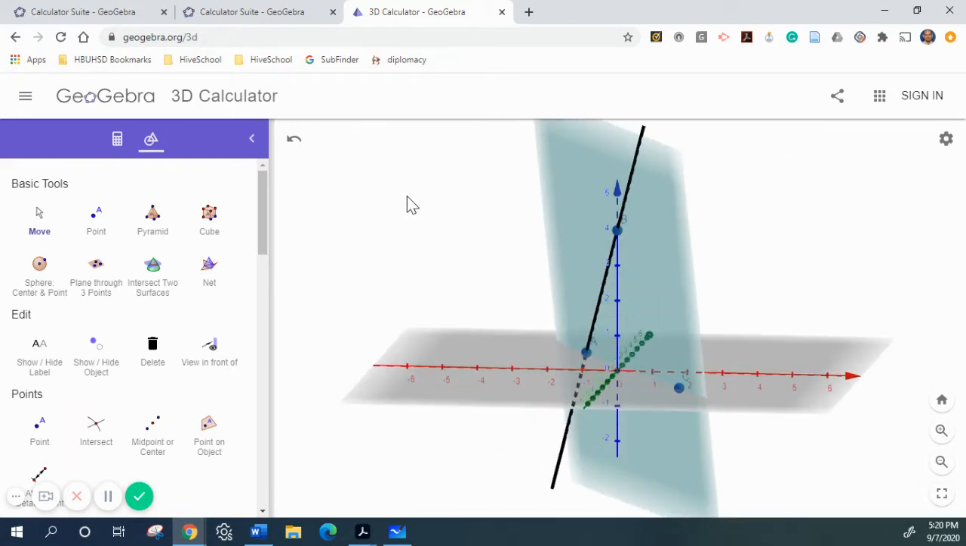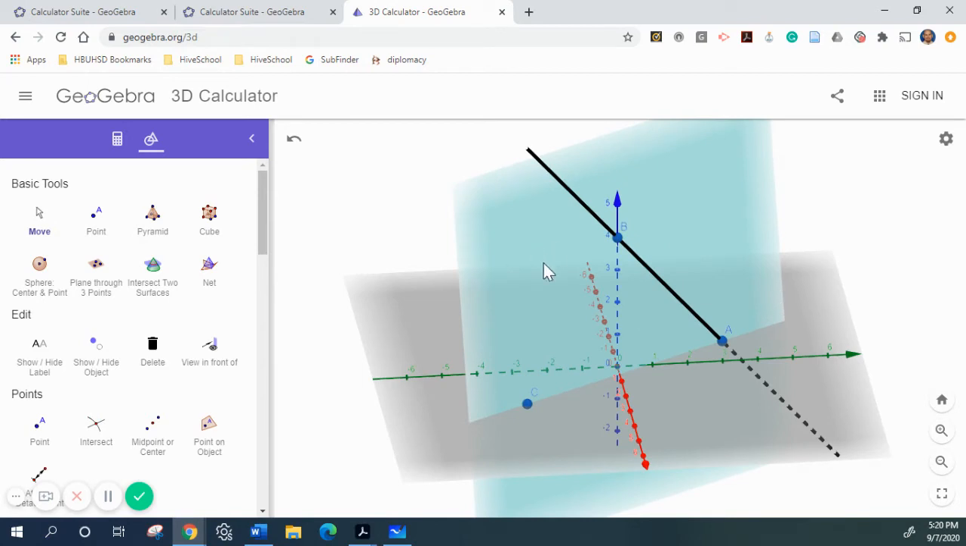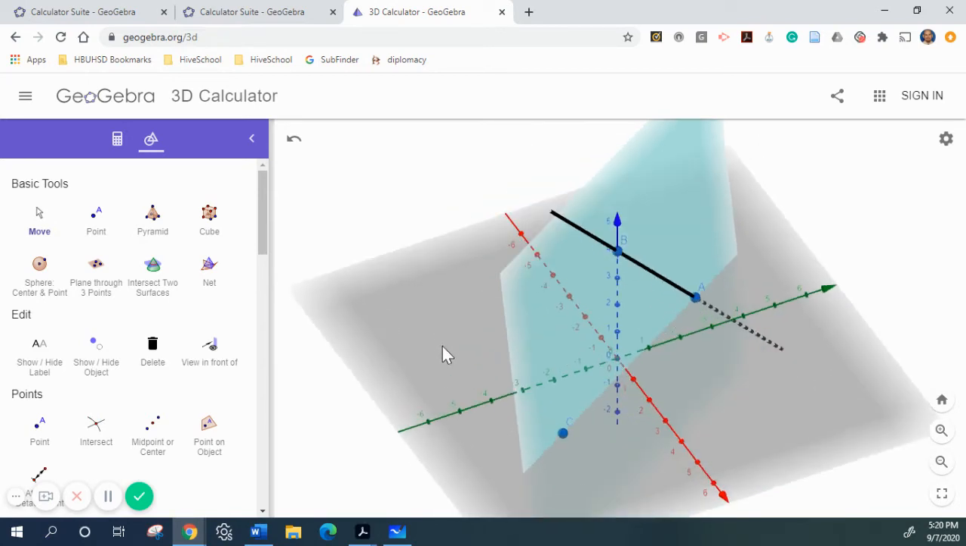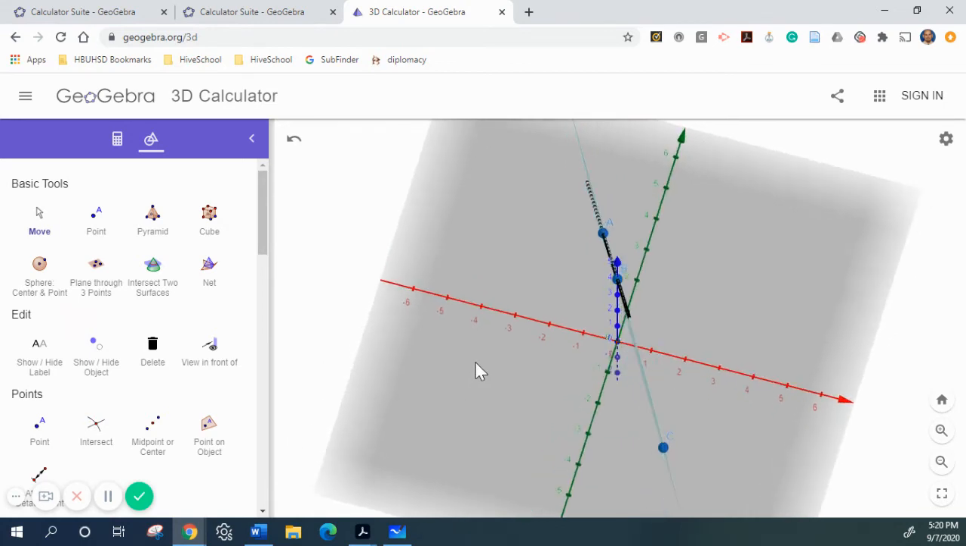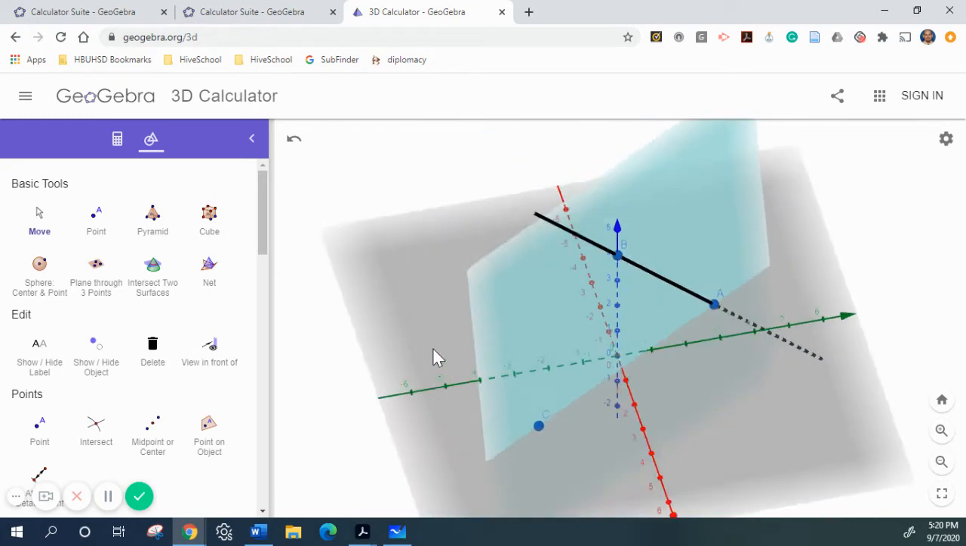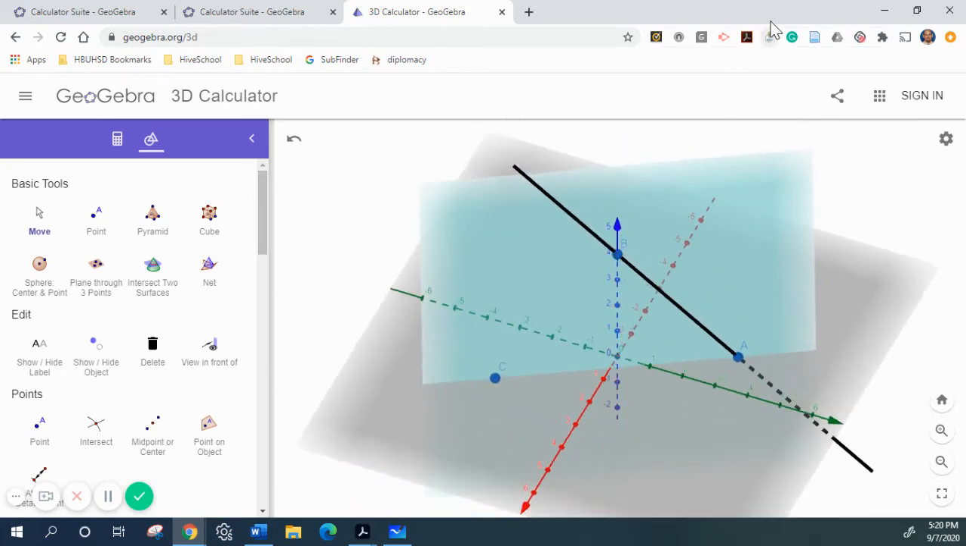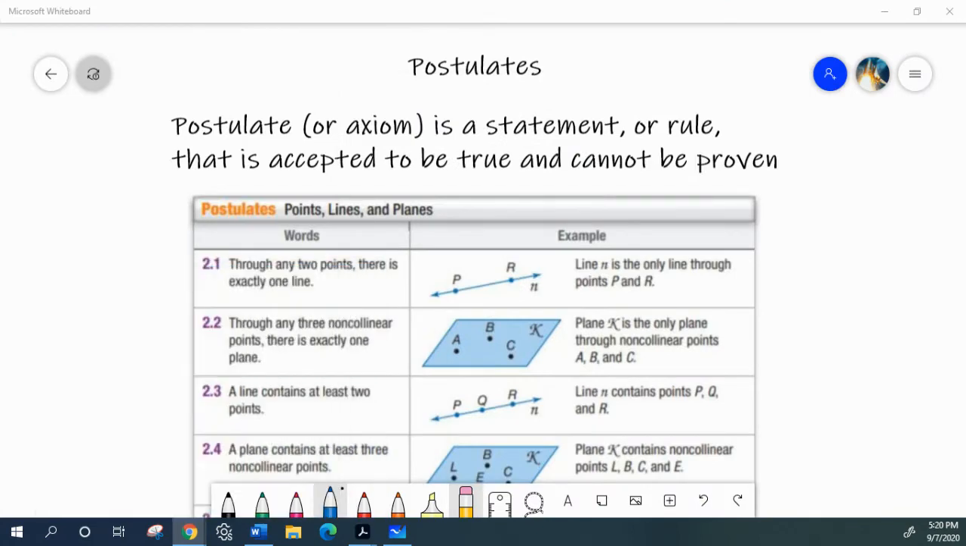Okay, and it slices this other one on a line, as you can see, and we can see that points A and B are still on this plane, right? Because A and B have to be on it. And we notice that the line that goes through it is also contained inside that plane, and that's actually a slightly different postulate. Okay, we'll get to that one in just a second.